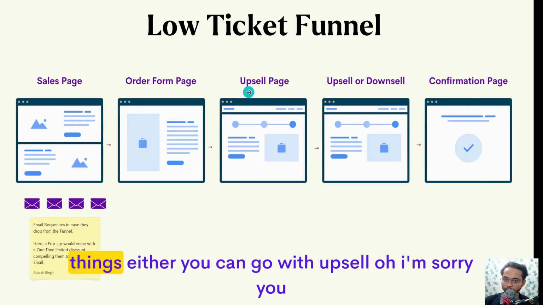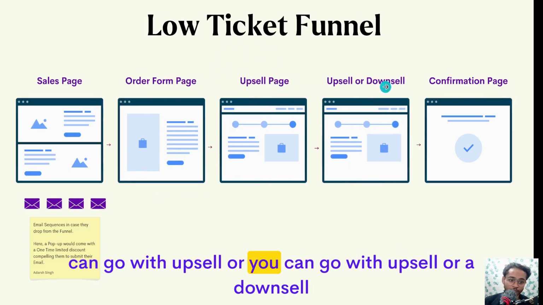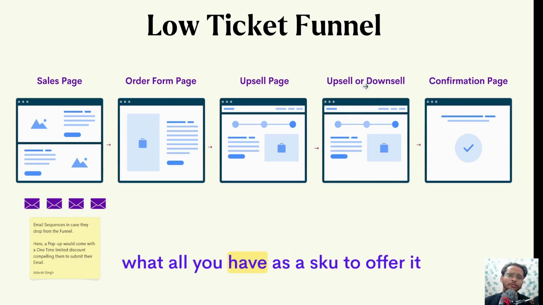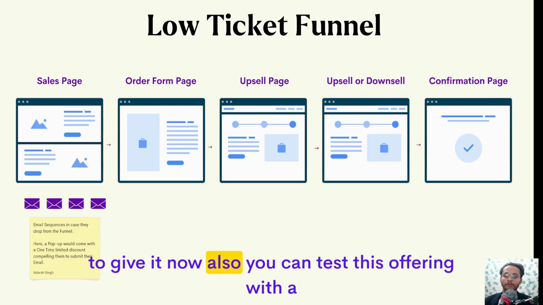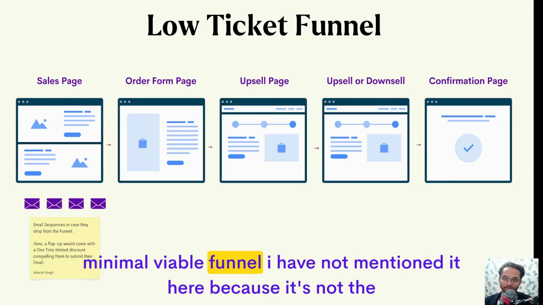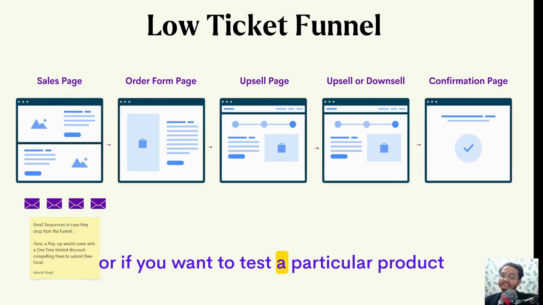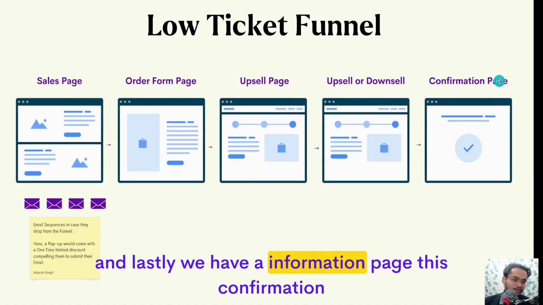You can do two things. You can go with an upsell, or you can go with an upsell and a downsell. It depends upon what SKUs you have to offer, right? It depends upon how many offerings you are really willing to give. Now also you can test this offering with a minimal viable funnel. I have not mentioned it here because it's not the core of any particular brand, but if you're starting or if you want to test a particular product line or product mix, then it's good. It's not the core. And lastly, we have a confirmation page.